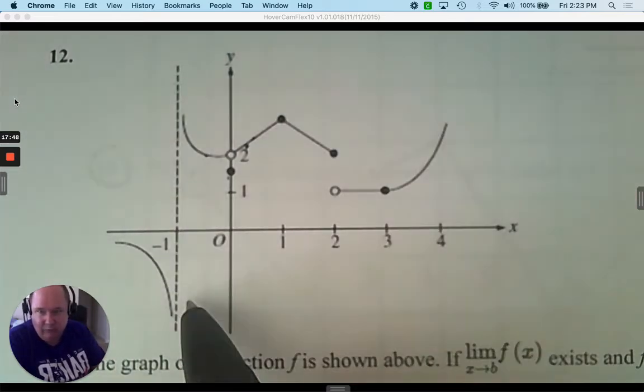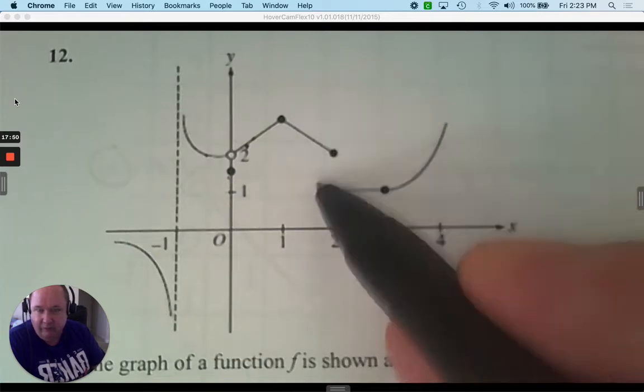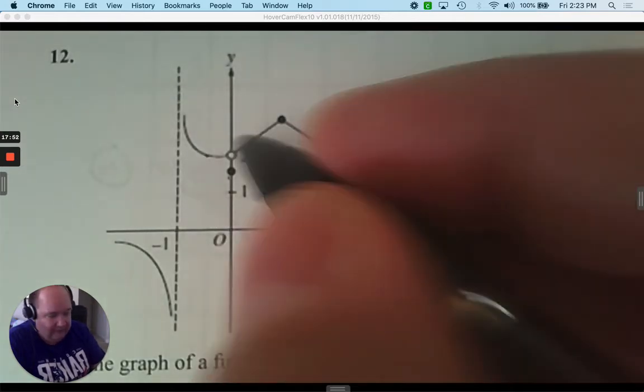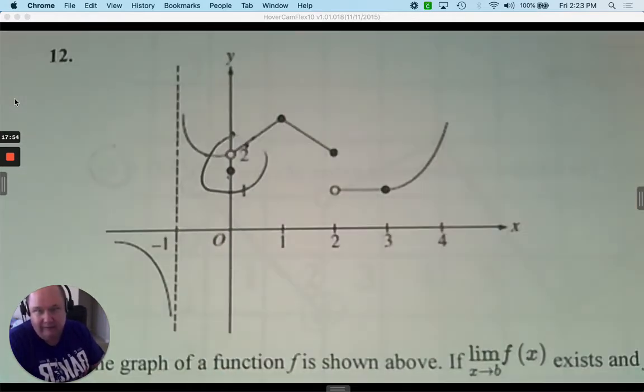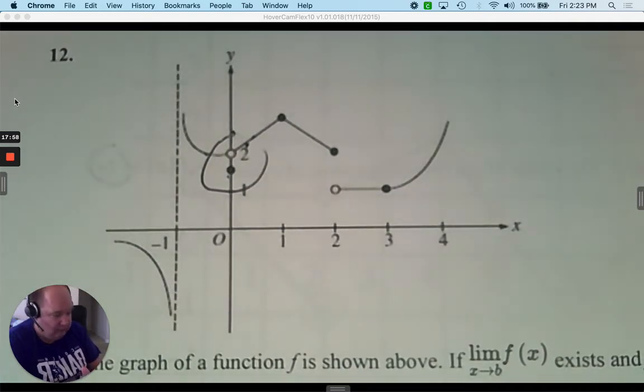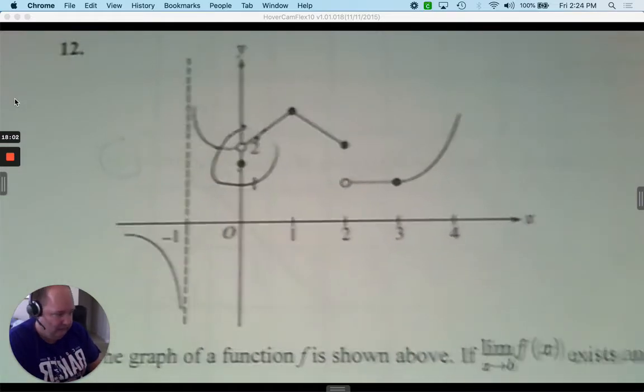At the asymptote, the limit doesn't exist. And when there's a jump, the limit doesn't exist. So right here is where the limit exists, and it is not continuous. So that's when x approaches 0. So it's when b is 0 where that happens.